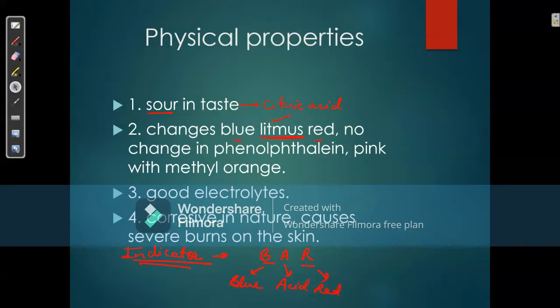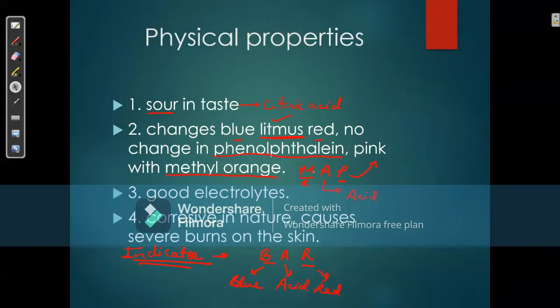Similarly, there is one more indicator, that is phenolphthalein. Phenolphthalein does not show any change in color with acid, but it turns pink in base. Another indicator is methyl orange, which is a synthetic indicator and it turns pink with acid. You need to learn this word: M stands for methyl orange, P stands for pink color, and A stands for acid.